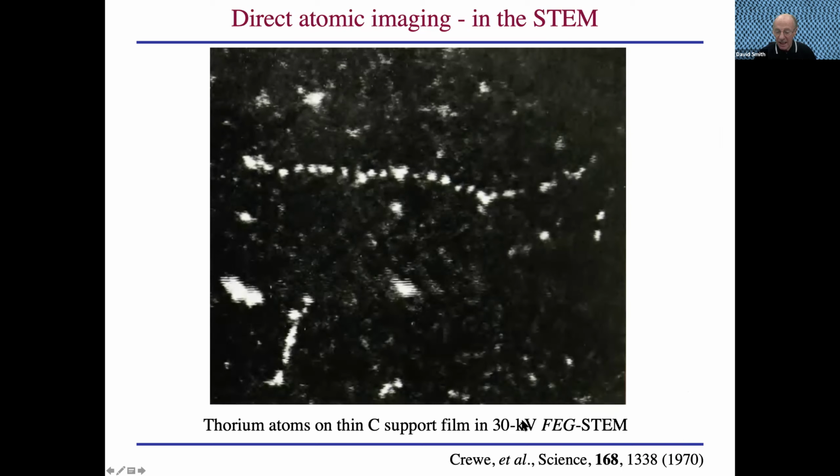It was a 30 kV STEM. It had a field emission gun. As I indicated, brightness was a limitation on the earlier attempts to do STEM. But once a field emission gun was developed, you had enough brightness to get a very small probe. The probe in Crew's microscope was limited to about 5 angstroms, but it was nevertheless adequate to resolve individual atoms of thorium and uranium and other high Z materials.